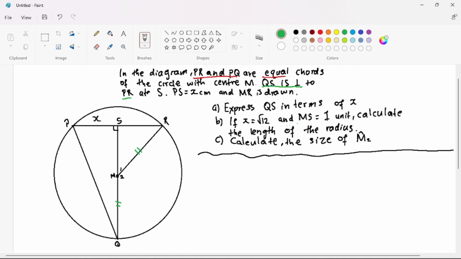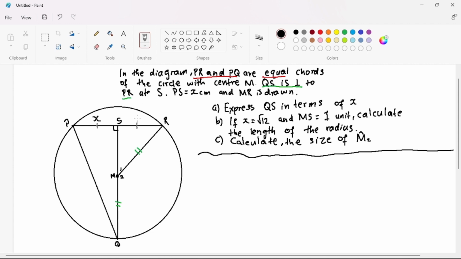So let's not look at QS, but let's try to look at MS. So what is MS? MS is the line from the center to the chord, and we are told that this line from the center to the chord is perpendicular to the chord. So if we can recall our first theorem, it states that if the line is drawn from the center and it's perpendicular to the chord, that simply means it bisects the chord, meaning that these two sides are equal, right? This simply means that PS is equal to SR.